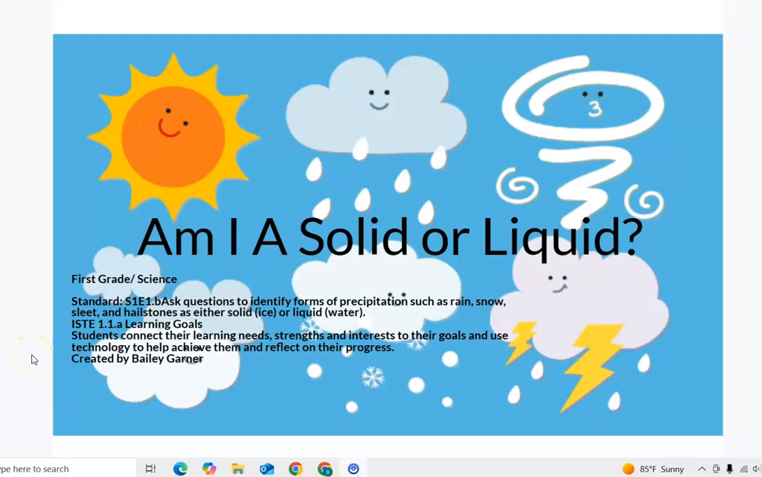For this lesson, I have been using the tool Nearpod, and because of the type of tool that Nearpod is, I was able to create a lesson to help teach first graders about standard S1E1 Point B, which is to ask questions to identify forms of precipitation such as rain, snow, sleet, and hailstones as either a solid or a liquid. I was also able to integrate an ISTE standard, 1.1.8 of the student learning goals, where students connect their learning needs, strengths, and interests to their goals and use technology to help achieve them and reflect on their progress.